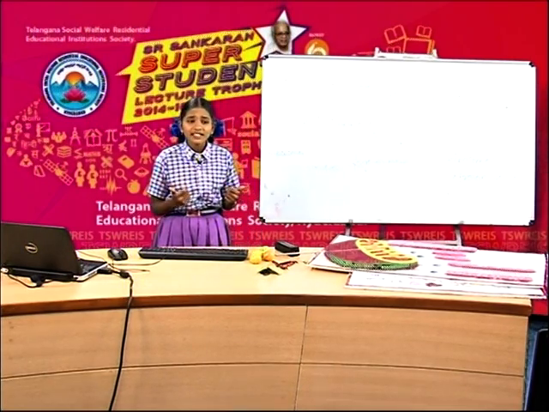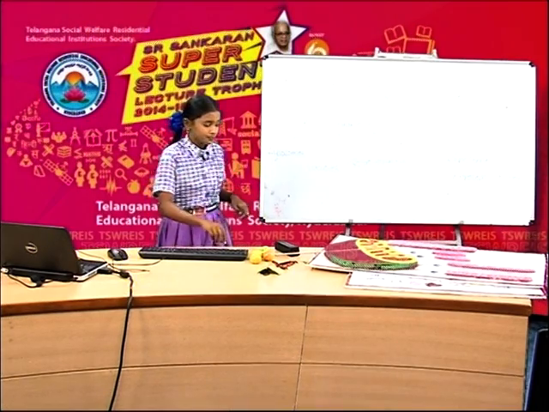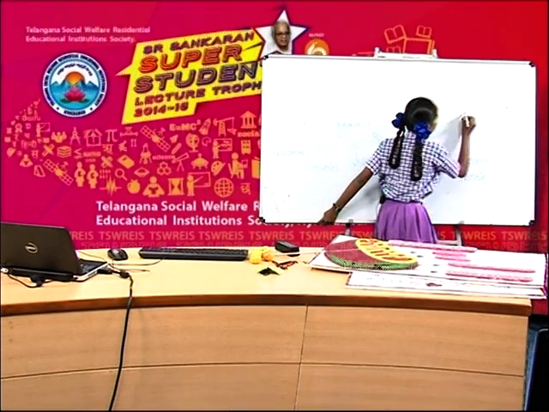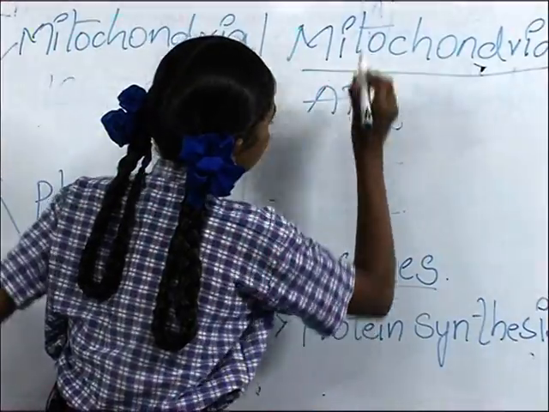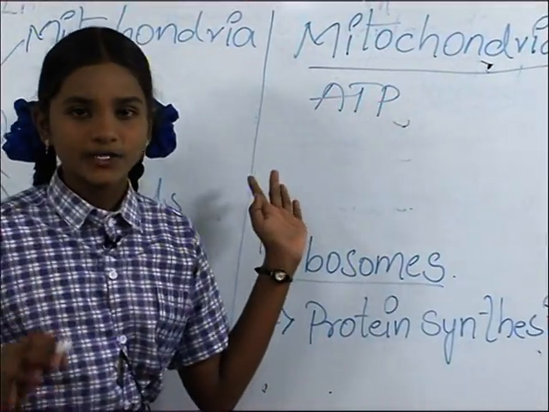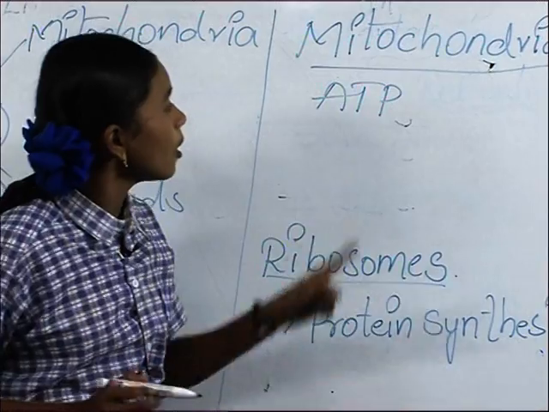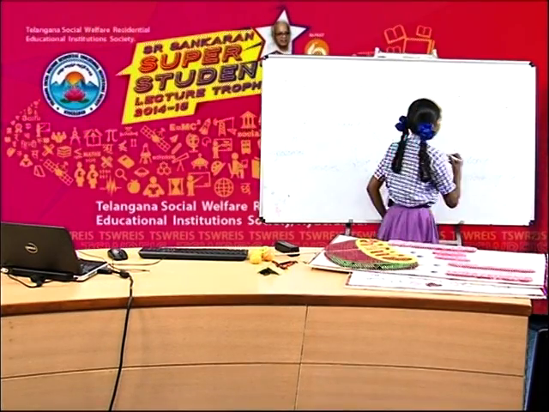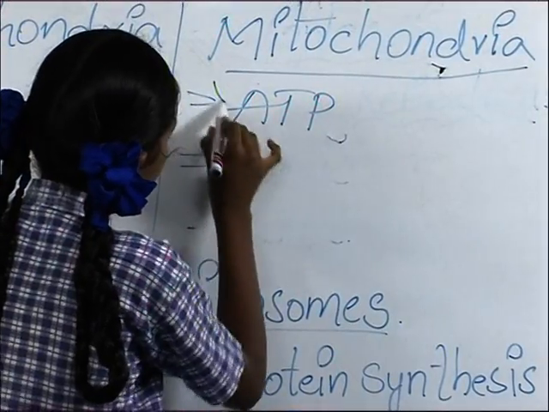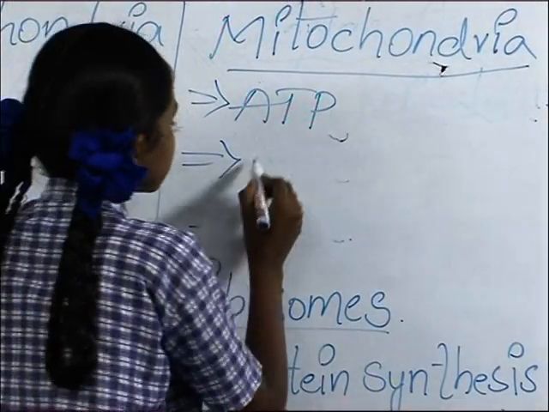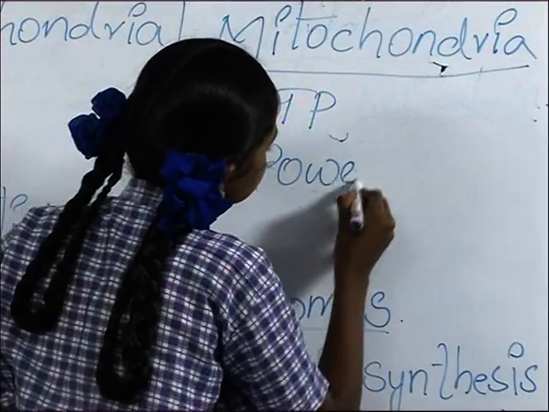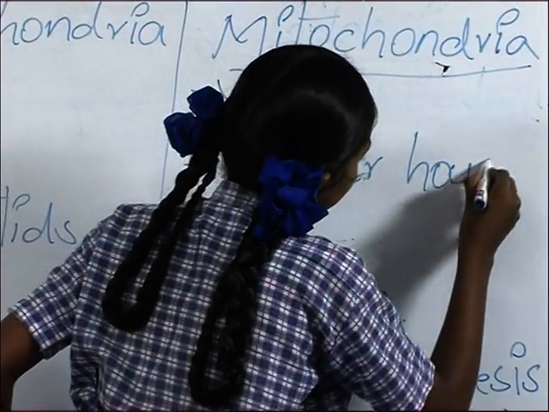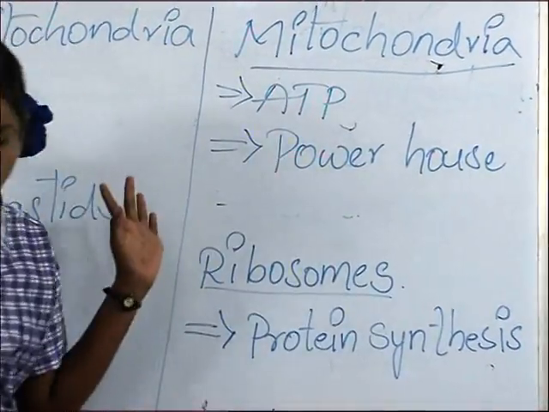Do you know friends what is ATP? ATP means adenosine triphosphate. So, the mitochondria is also known as powerhouse of the cell.